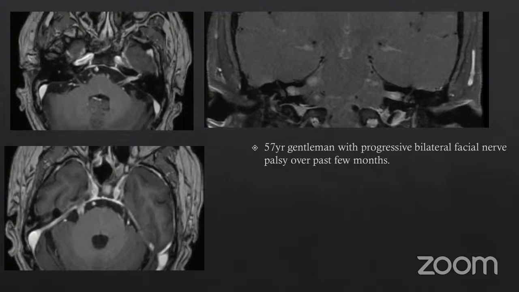So one is sarcoid. The other one, Dr. Seema mentions perineural spread. What else can that be? So I have a few others now. CIDP is also one of the differentials for multiple cranial nerve enhancement.